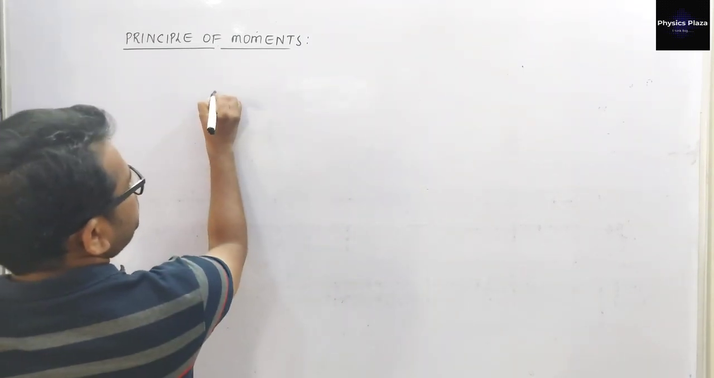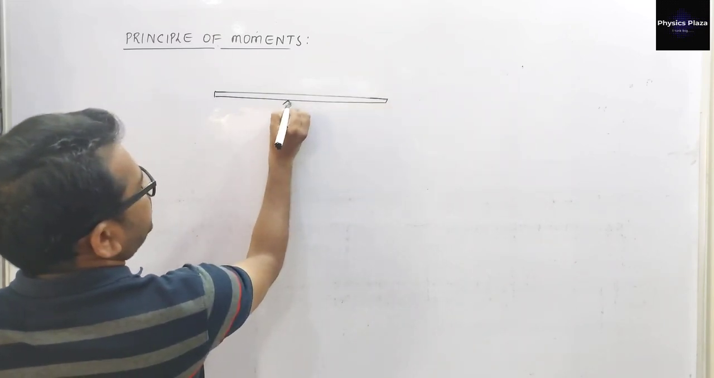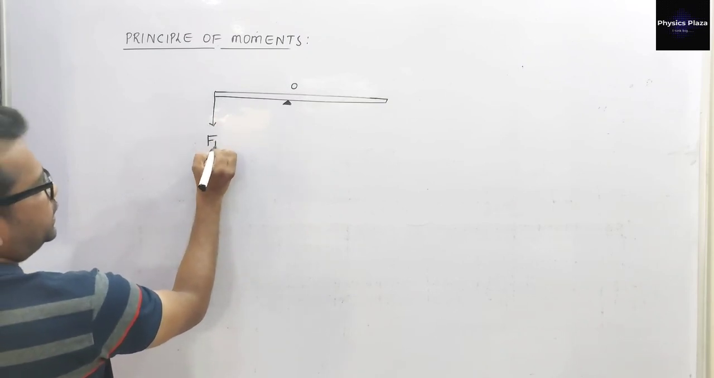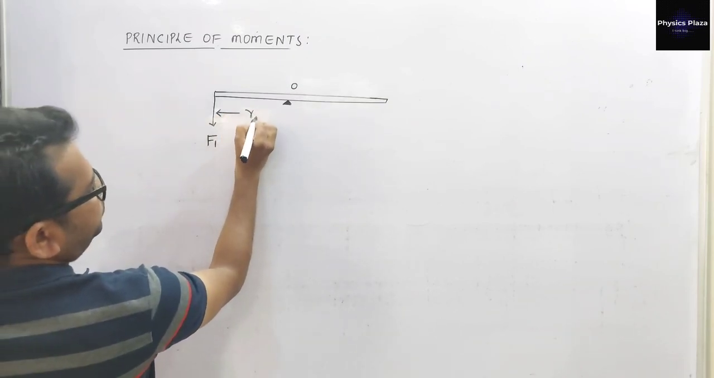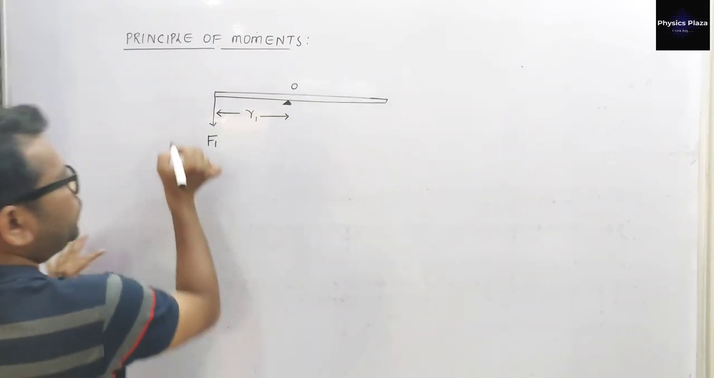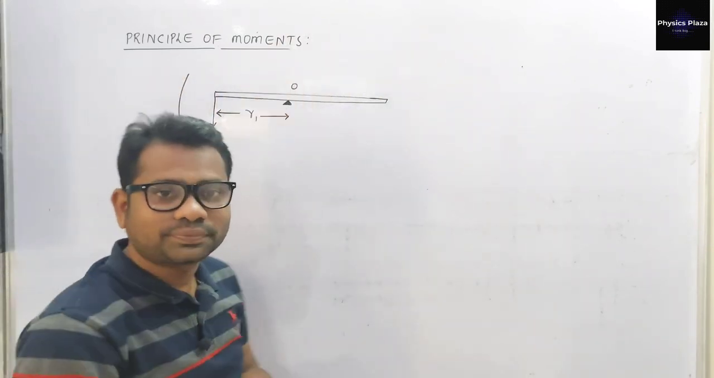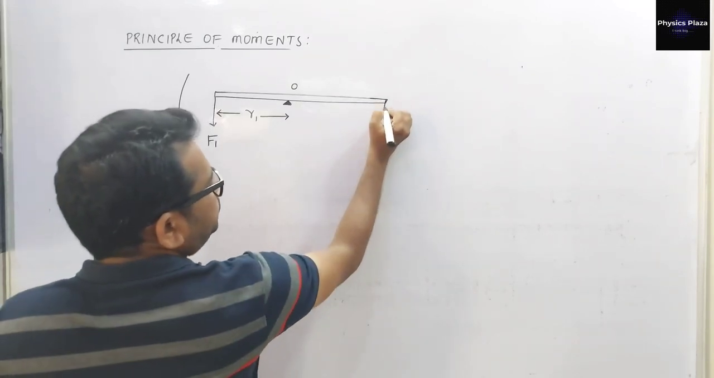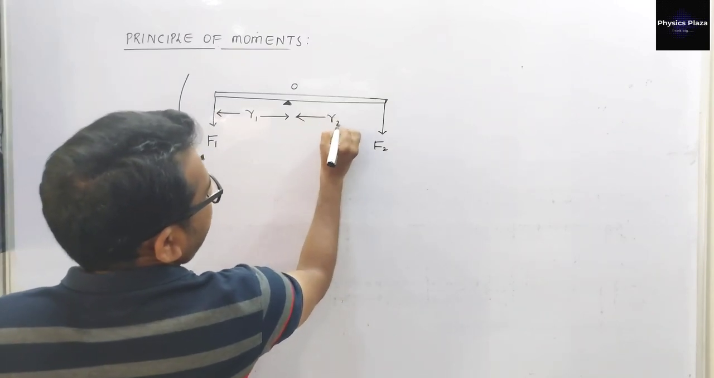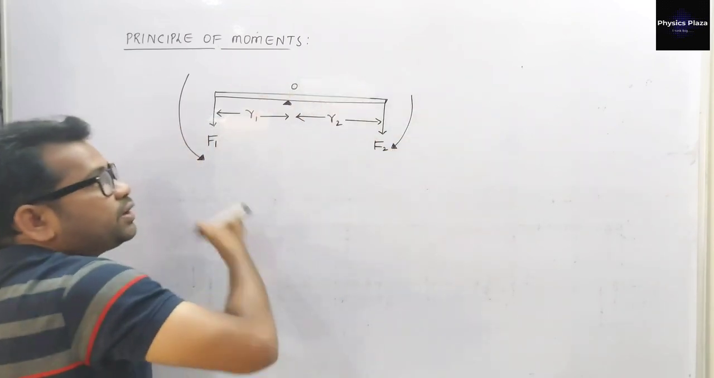Look at it, children. Suppose here is a rigid body pivoted at this point O, such that a force F1 is acting at a perpendicular distance R1. What will be the nature of this F1? This F1 force will try to produce some movement in the anti-clockwise direction. Am I right? Yes. If another force F2 is acting at a perpendicular distance R2, this F2 will try to produce clockwise movement.